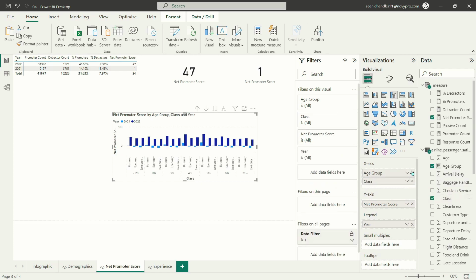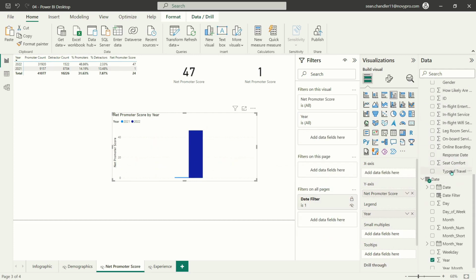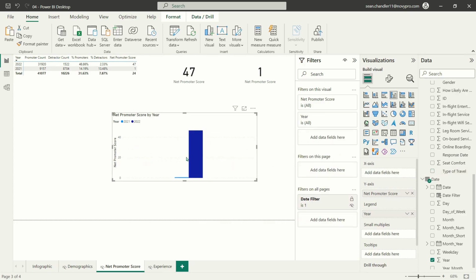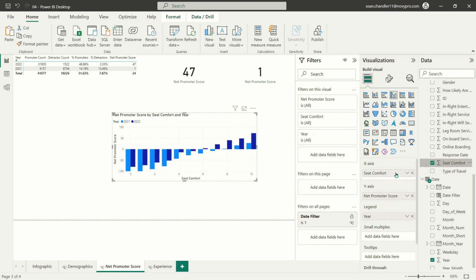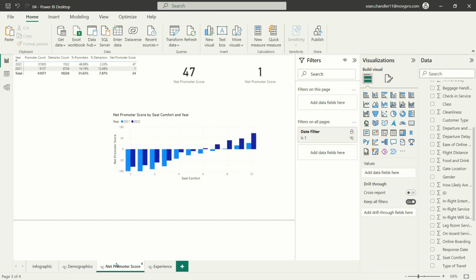But what if somebody wants to see this broken down not by age, but by class? Or maybe they want to see it broken down by the type of travel. Or maybe they even want to see the difference in Net Promoter Score broken down for people who were polled on the comfort of their seats. There's all kinds of different directions that we could take this. But we have a whole bunch of different fields that maybe we want to compare for Net Promoter Score, and yet we only have so much space allocated in our infographic to really talk about Net Promoter Score.